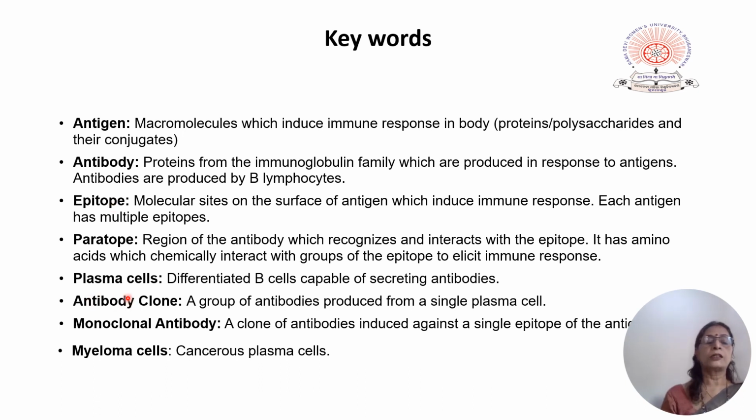Plasma cells are the B lymphocytes which are capable of producing antibodies. Clone of antibody means a group of antibodies produced from a single plasma cell. Monoclonal antibody is a clone of antibody induced against only a single epitope on the surface of the antigen. Myeloma cells are cancerous plasma cells.